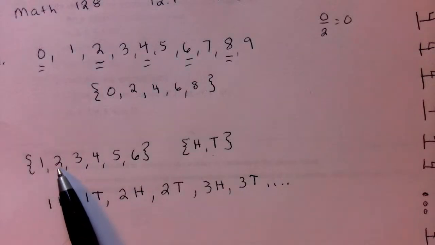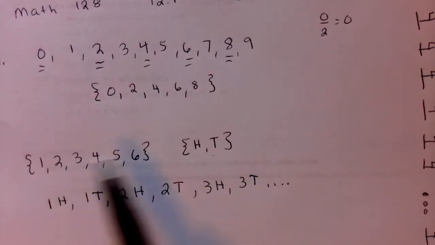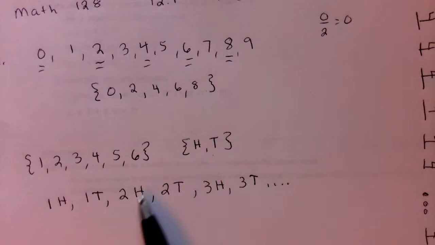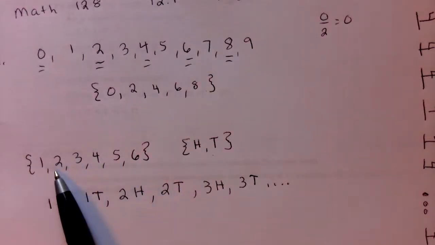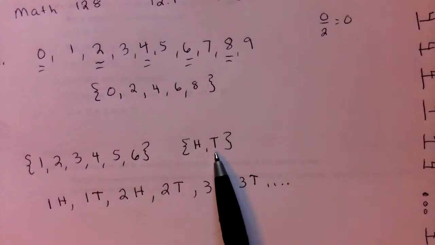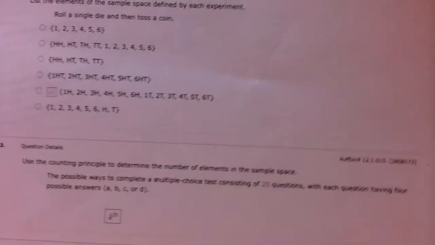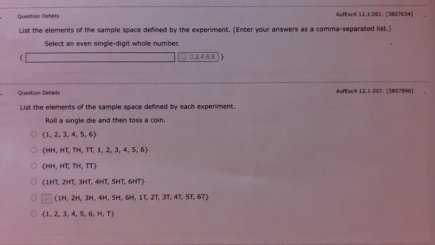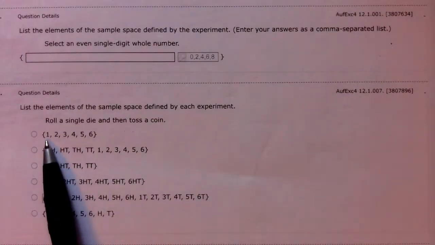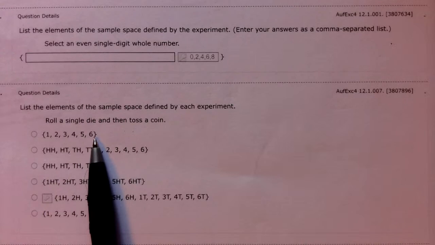The same thing would follow with the 2. If I rolled a 2 and then flipped the coin and got a head, that would give me a 2 H. And if I got a 2 and then flipped the coin and got a T, that would give me the 2 T, all the way through the rest of this. So what I want to do next is look at what they've got here, because I think this is what we want to make sense of. This is just the sample space of rolling the single die. So that's not going to work.